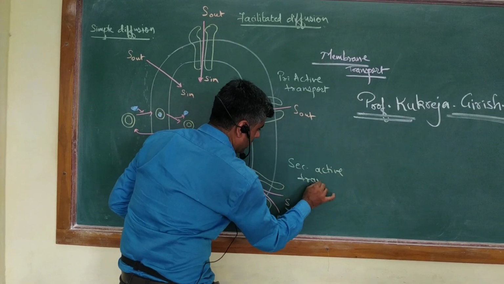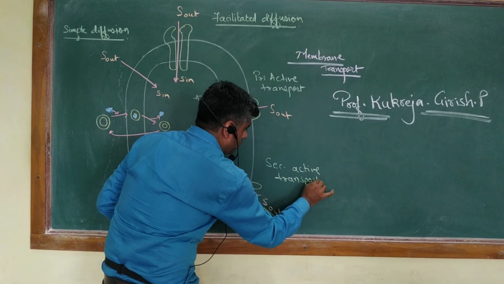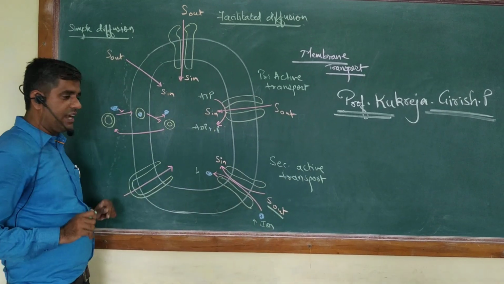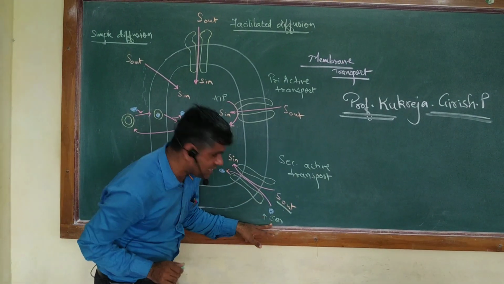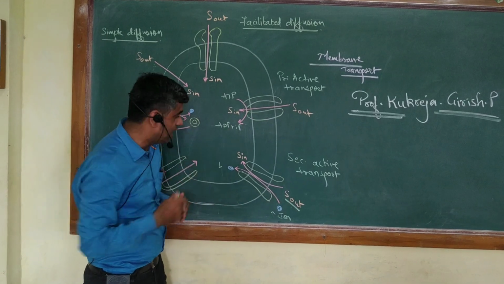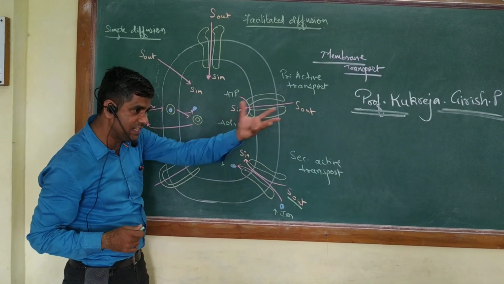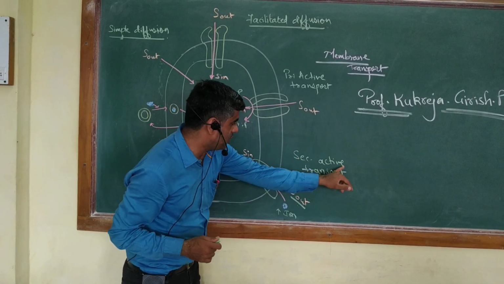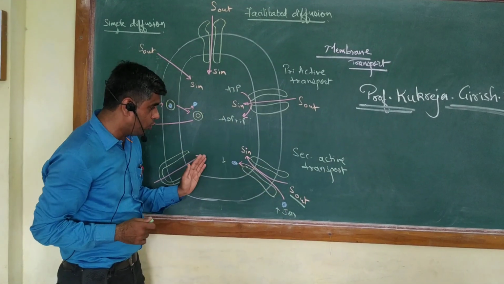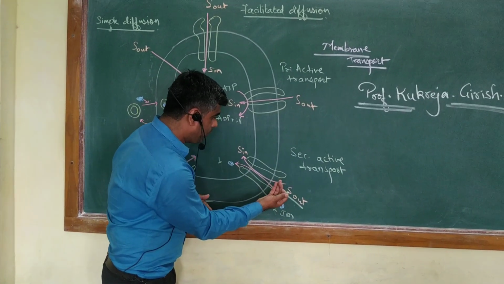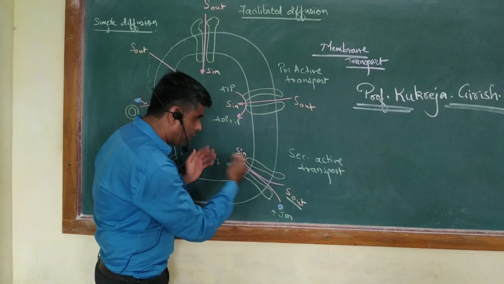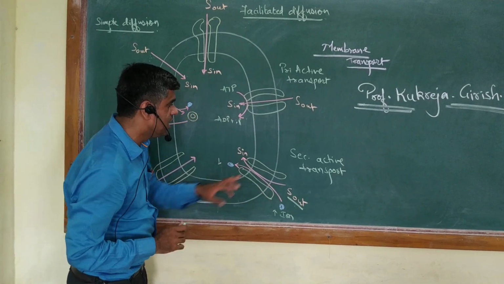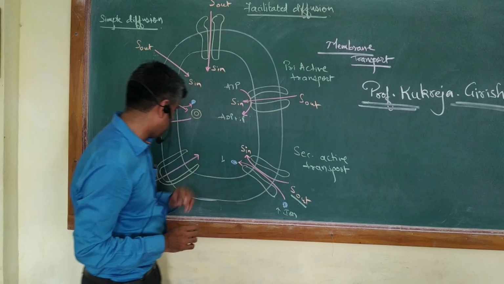Remember, this also requires energy. This is also against the concentration gradient, but it uses the gradient of this ion, which you obviously created earlier. We'll see this in detail in some other mechanisms. So secondary active transport is the movement of one molecule accompanied by the other molecule, taking it inside or outside, depending on the situation.